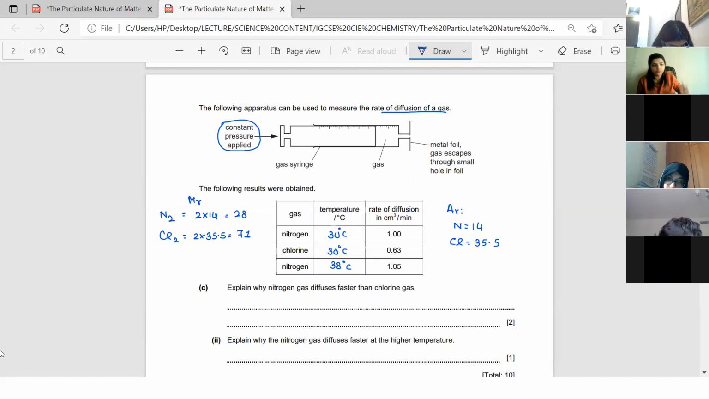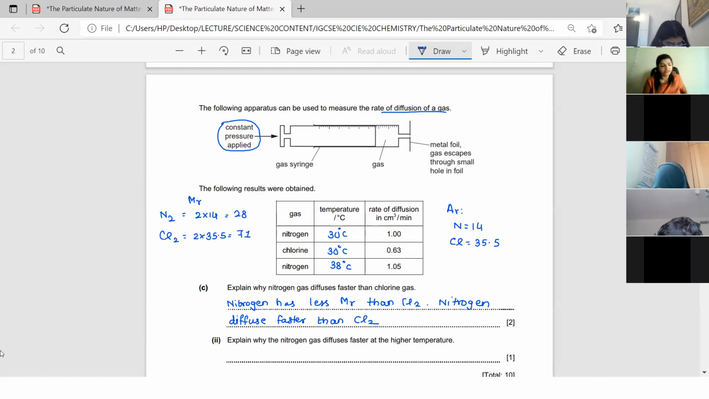So, explain why nitrogen gas diffuses faster than chlorine. It is 2 marks. So we have to write that nitrogen has less molecular mass than chlorine. That is 1 mark. And nitrogen diffuses faster than chlorine. And the last question: explain why nitrogen gas diffuses faster at higher temperature.